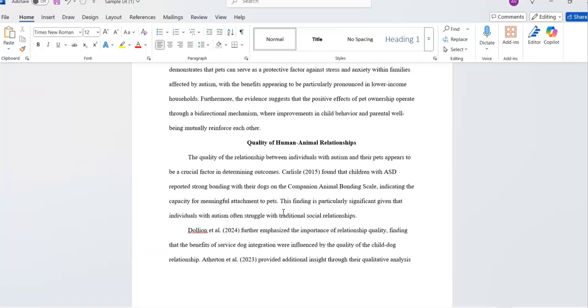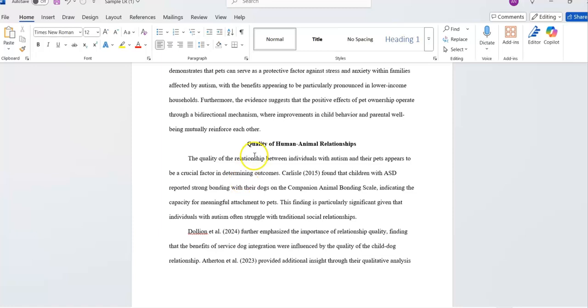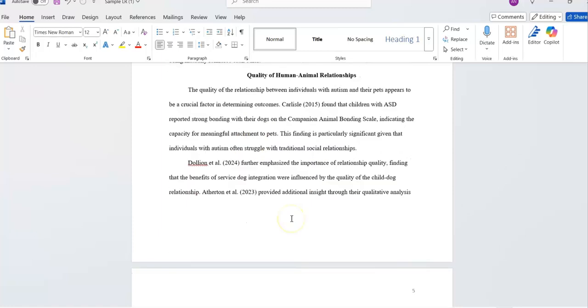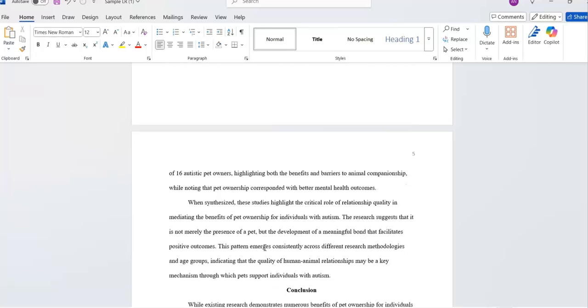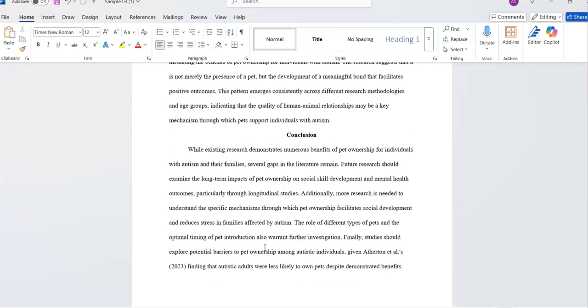Okay. So every section of your paper is going to get its little discussion. Why is this important? Talk about study, study, study, synthesis. Study, study, study, synthesis. And you will continue that until your conclusion.